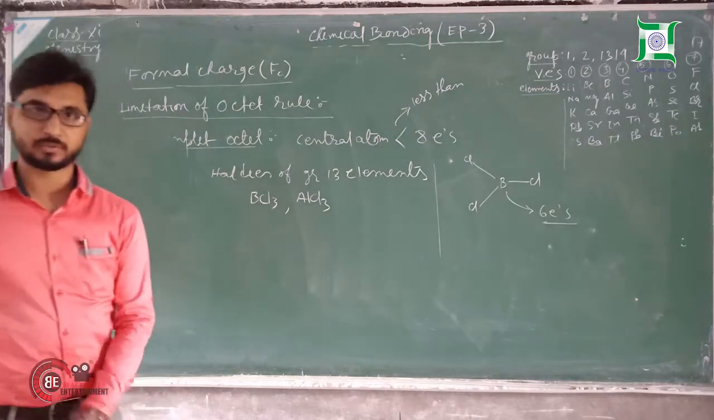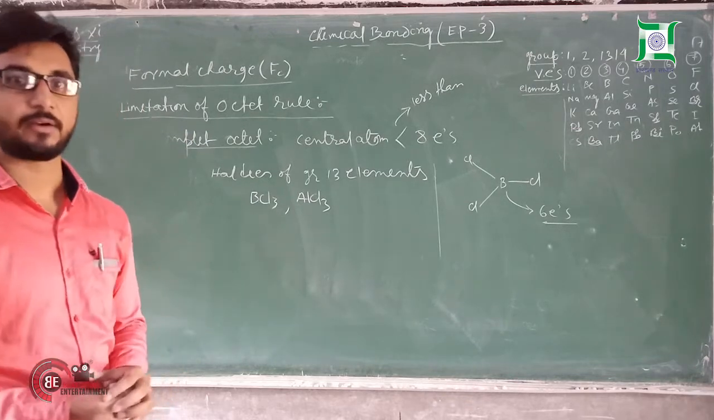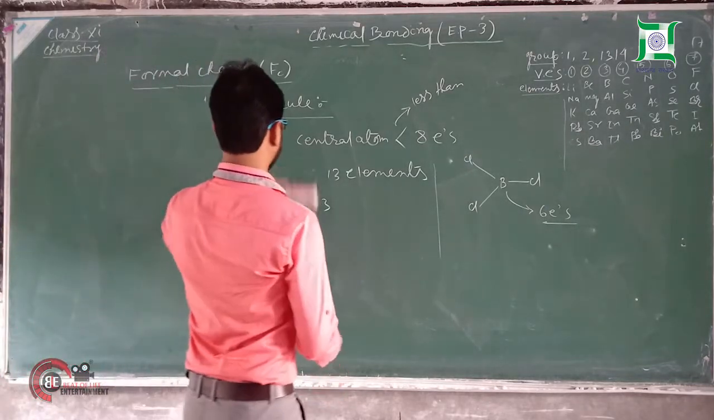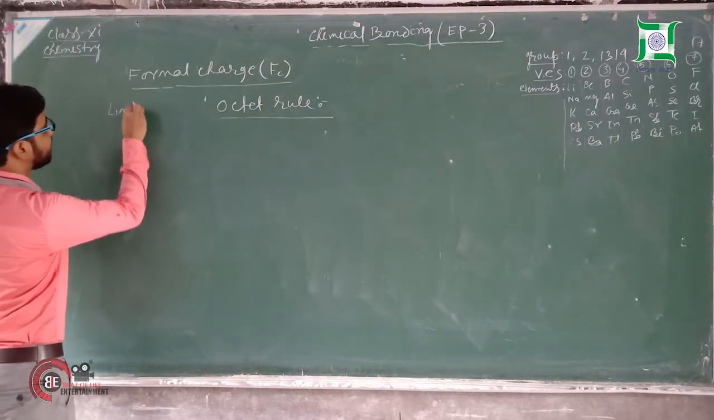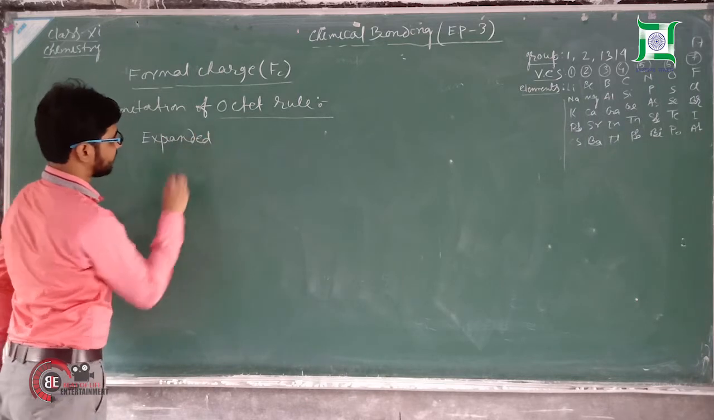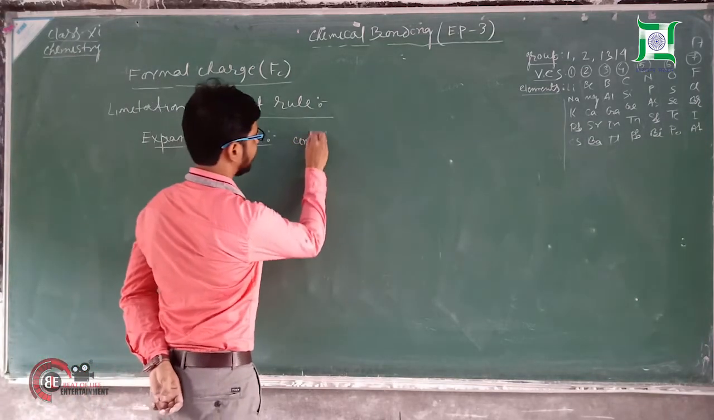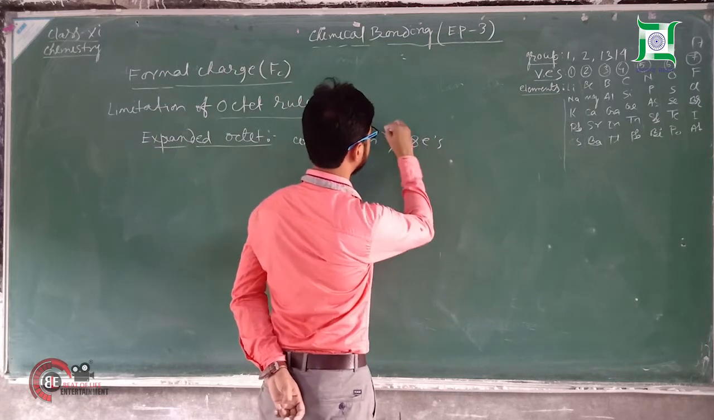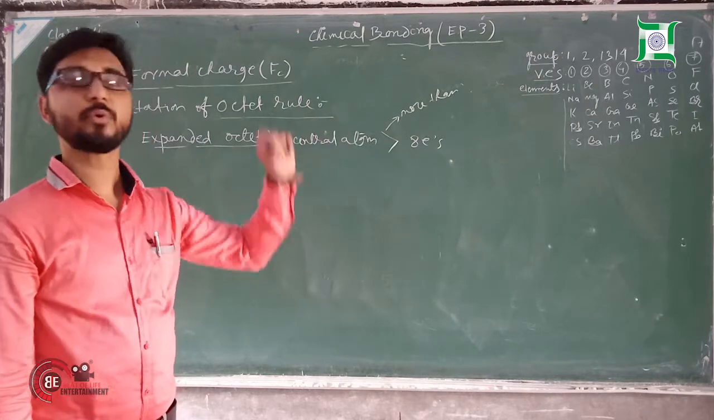Another case for limitation of the octet rule is the expanded octet. In such a situation, the central atom has more than 8 electrons. Let us take an example. We can see the expanded octet. In that case, what happens? In that case, the central atom has more than 8 electrons. तो in that situation क्या होता है? Central atom के पास more than 8 electrons होता है.